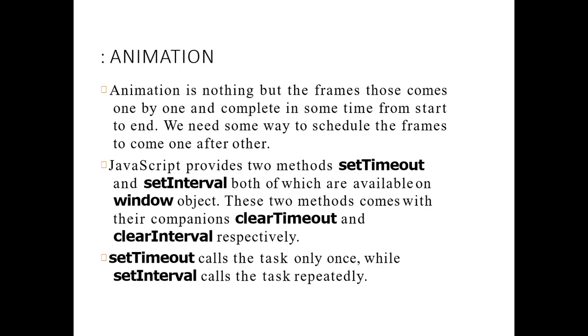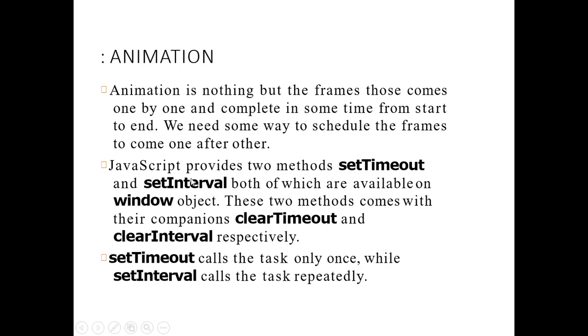Similarly, we have clearTimeout and clearInterval for the frame. ClearTimeout means now the frame is going to be out, and clearInterval means in which interval it will be cleared. So JavaScript provides two methods, setTimeout and setInterval, both of which are available on the window object. Now these two methods come with their companions, clearTimeout and clearInterval respectively: clearTimeout for setTimeout and clearInterval for setInterval.